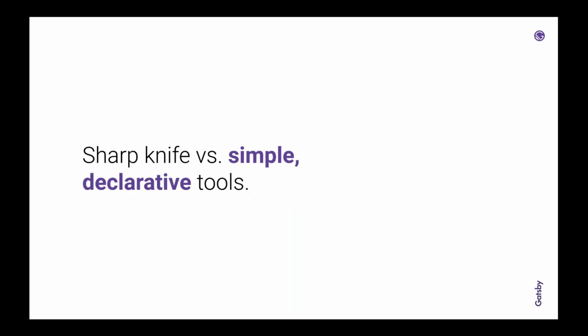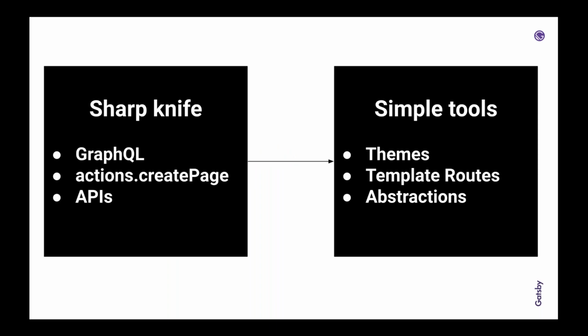And so I think where we're at currently with Gatsby from a developer experience standpoint is that we tend to focus on the sharp knife, the lower level APIs that really enable you to do whatever you'd like to do. I think we're moving towards, and I think it's a better developer experience if we also offer abstractions on top of these lower level APIs that enable you to build and use simple declarative tools. As an example, the sharp knife solution, getting into the nitty gritty, is things like GraphQL, the createPage action, a way that you can manually create pages, and then of course, to abstract them both, APIs.